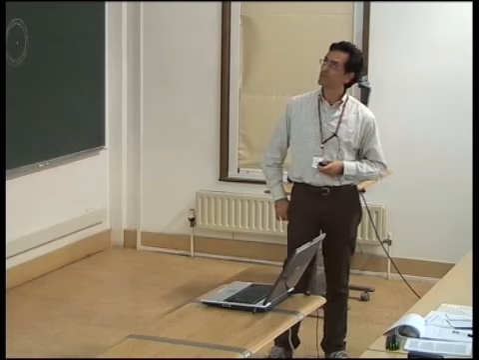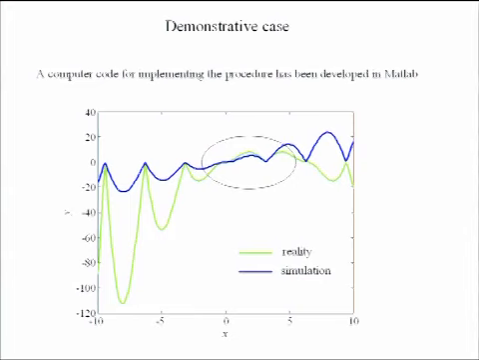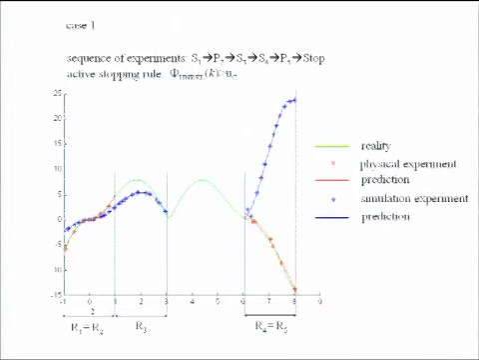So, one demonstrative case. I have implemented a computer code for running this procedure in a completely automated way in MATLAB. And this is the case. Green is reality and blue is simulation. What we see here is a lot of discrepancy, here and here. So there is just a region where agreement is acceptable. We want to notice this unreliability of the simulator.